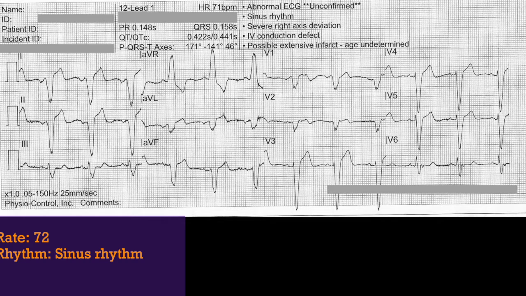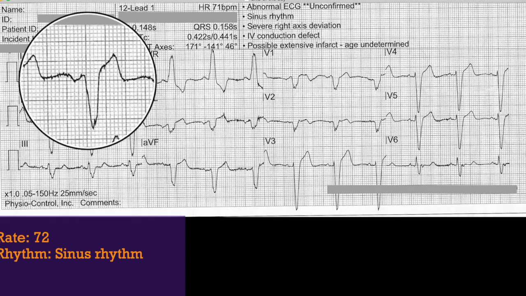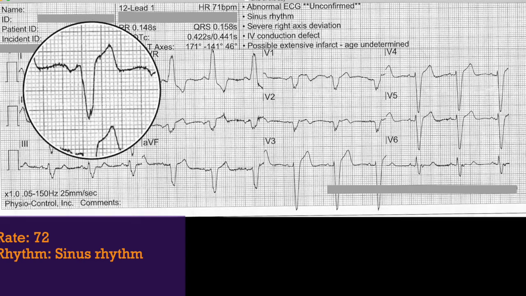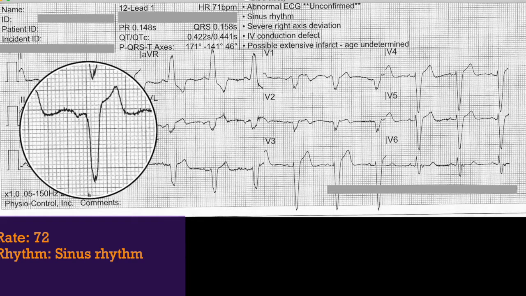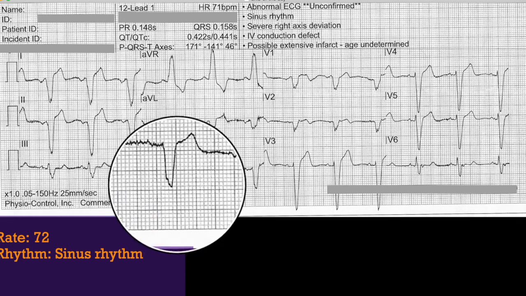So rate, rhythm, axis. And I usually poo-poo axis when I look at these things because it's rarely helpful. But on this one, we're going to do it, and it's actually going to show us something interesting. Looking at axis, I usually look at 1, 2, and AVF. Usually you expect lead 1 to be upright, and in this case, it is negative. The QRS complex is mostly below the baseline. In lead 2, it's mostly negative. And in lead AVF, it's mostly negative.